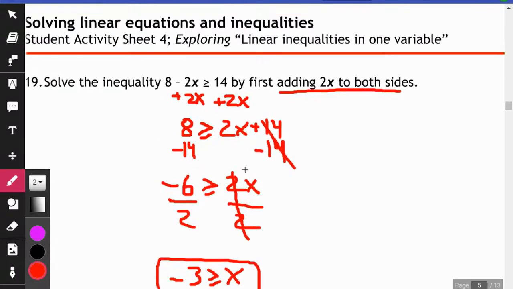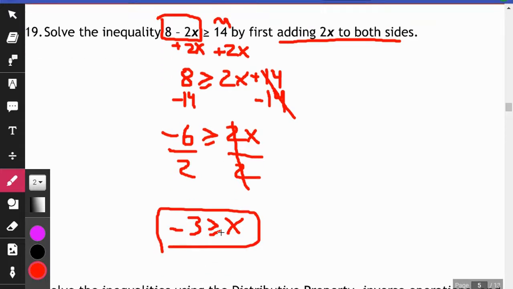So here's what we're finding out. If I want this to make something bigger than 14, I need to put in some -3 or -4 or -5, anything less than -3. Why? Because I'll multiply times -2 and it'll make a big number that adds to 8 to be bigger than 14. That's what's going on.